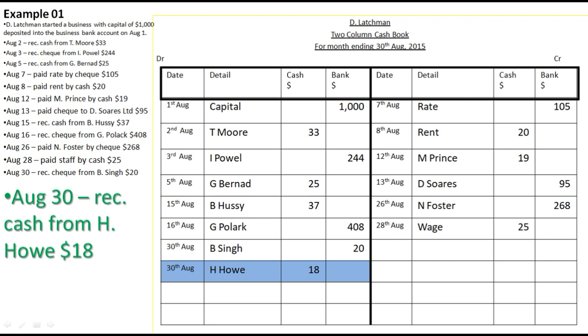Now this brings us to the end of today's lesson. Today I have explained how to record the transactions, and how to identify whether it's a debit transaction or a credit transaction. In the next lesson, I will explain how to balance off the cash book, and explain why balancing off the cash book is important.